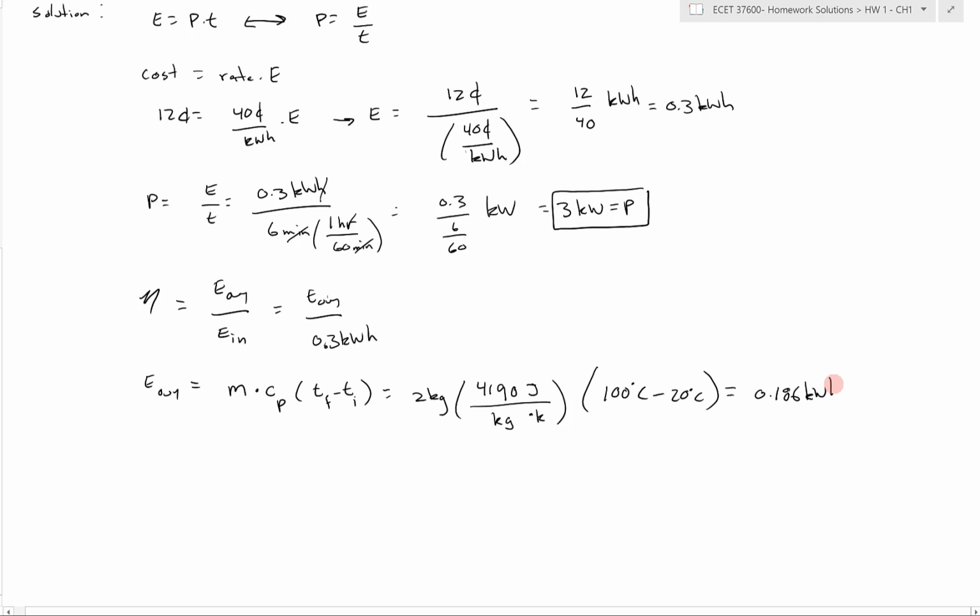0.186 kilowatt hours is the amount of energy that's stored in that boiling water, that 2 kilograms of boiling water. So now we can calculate the output efficiency of our tea kettle system. That's going to be 0.186 kilowatt hours divided by 0.3 kilowatt hours. And then we want to express that as a percentage usually. It's kind of up to your preference, but I like to. So this kettle is a nice 62% efficiency. So not too bad of a kettle.